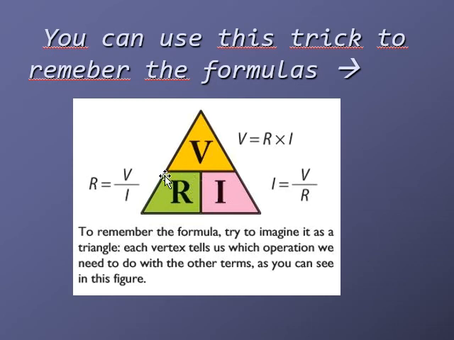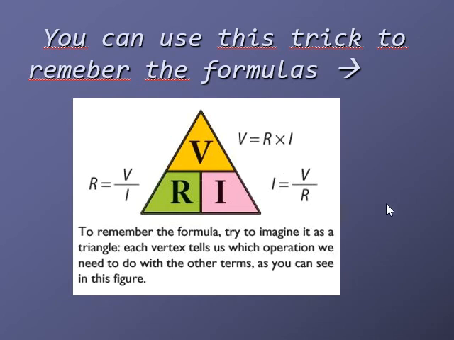For example, if you want to work out the resistance, the voltage is up here and the current is down here, so the voltage is divided by the current. Finally, if you want to work out the current, it's the same: the voltage up here divided by the resistance. You have here the formula.